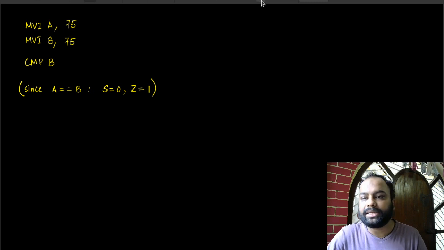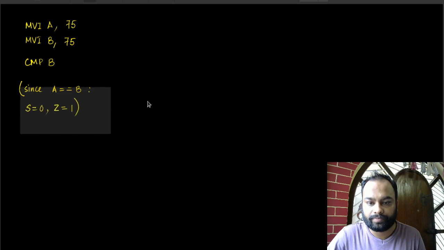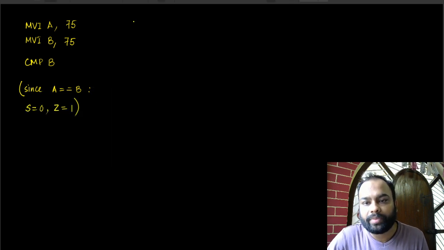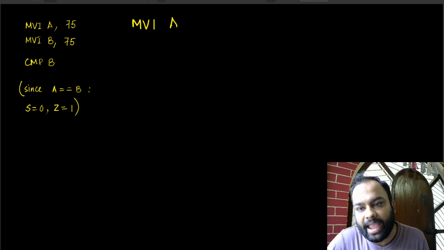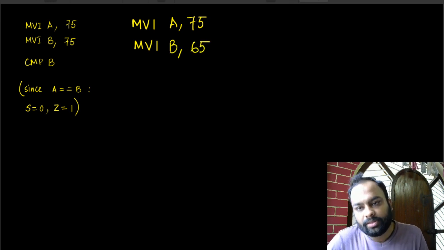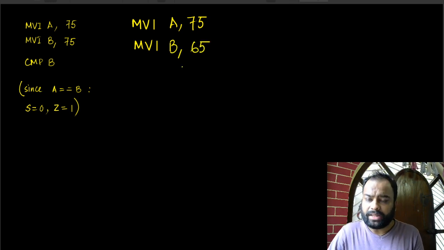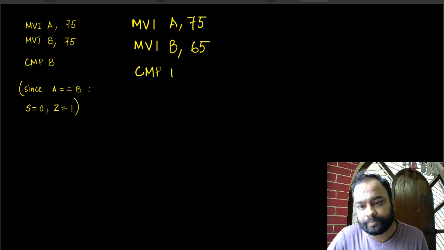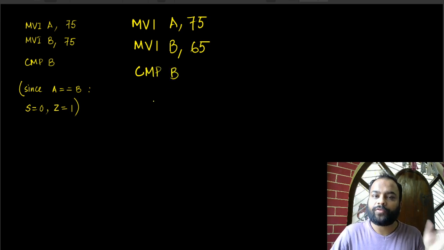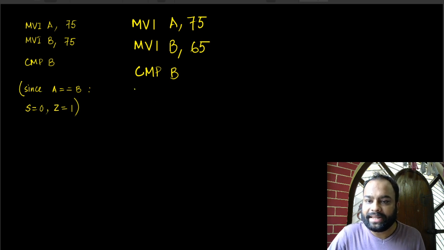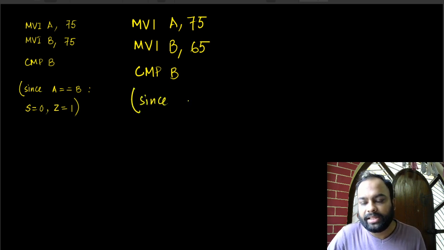So let's see another one where I'm doing MVI A, 75 and MVI B, 65. Of course the content of register B is smaller than the content of register A. So if I do compare B, of course under the hood a subtraction happens.